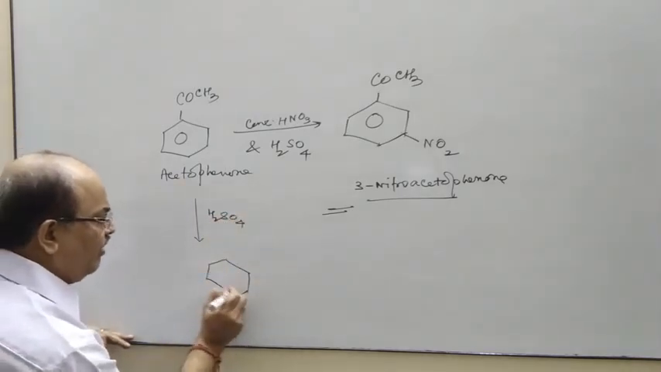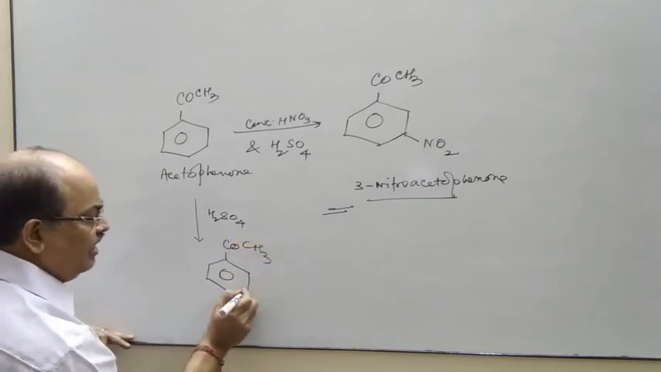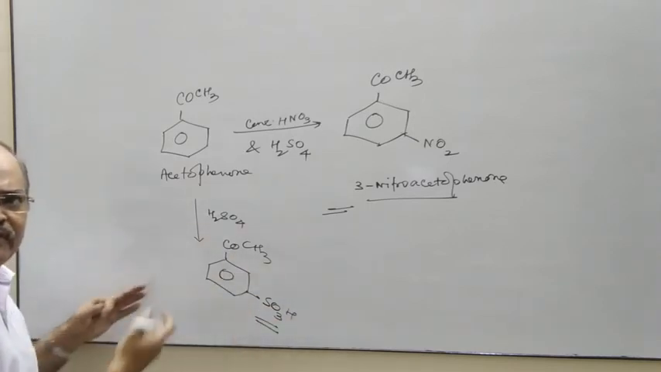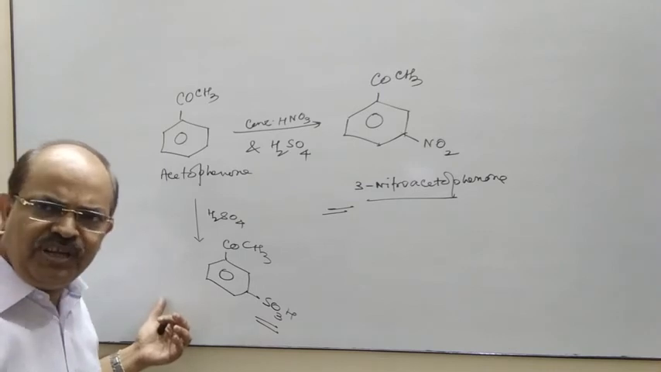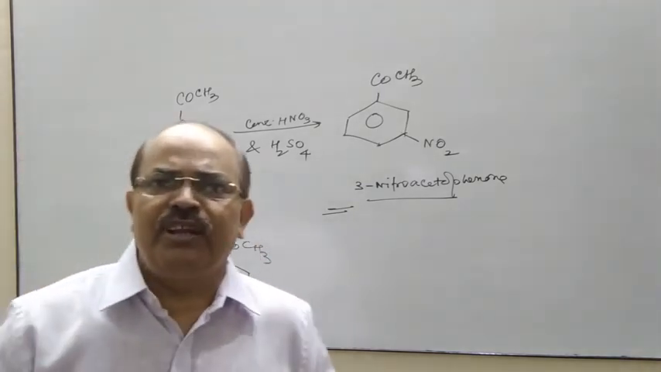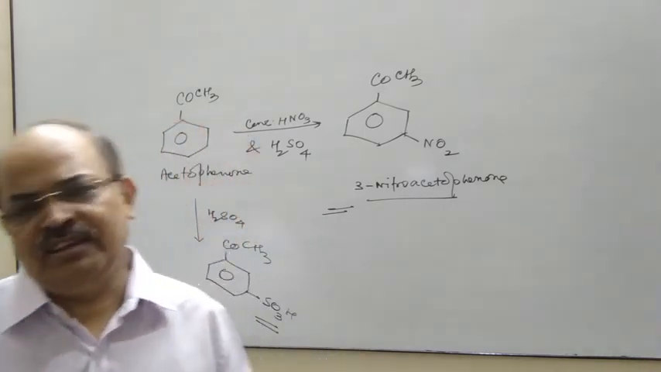on heating with sulfuric acid, your product will be, this is COCH3 and this will be SO3H. So now you can name this, because you know the IUPAC name of the compound. So this is electrophilic substitution in aromatic aldehyde and ketone.